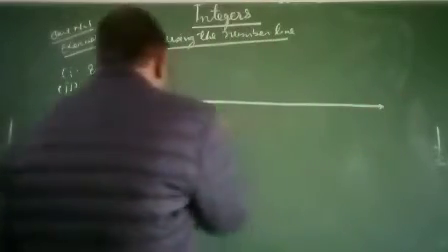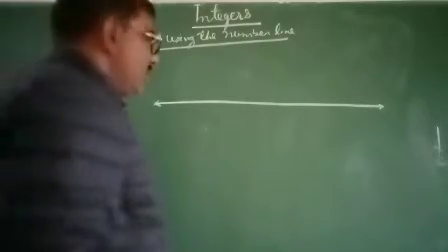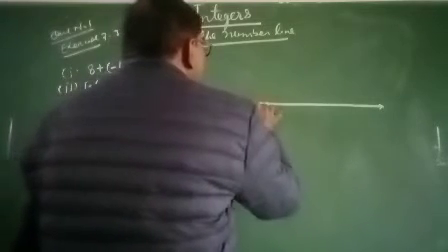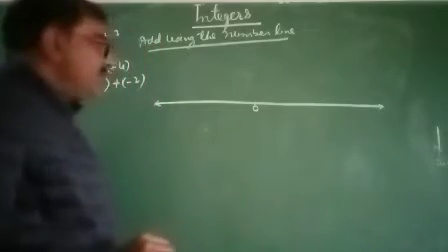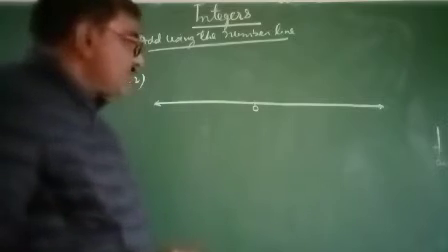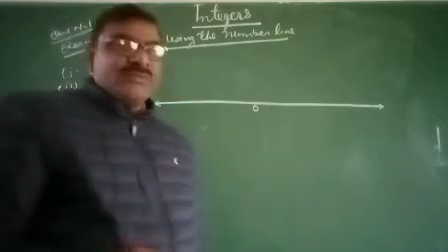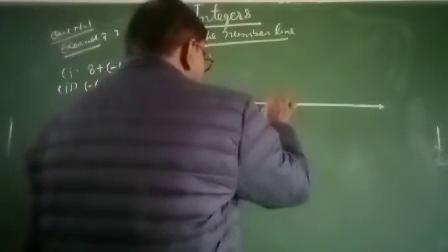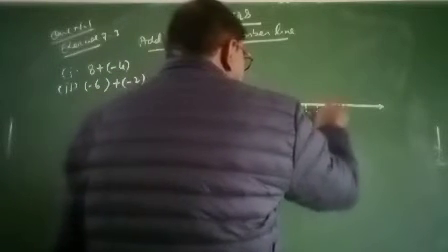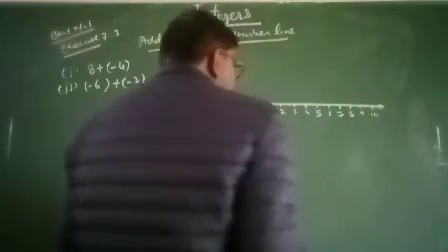Take the middle point of this number line. Suppose this is the middle point and it is written as 0. To the right of 0, I will take equal distances and represent positive integers: 1, 2, 3, 4, 5, 6, 7, 8, 9 and 10. These are positive integers.